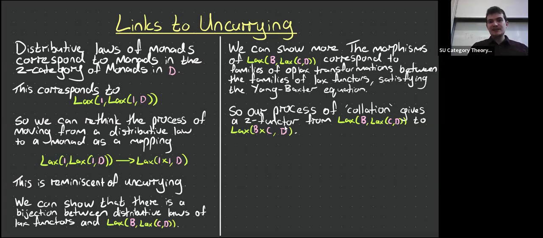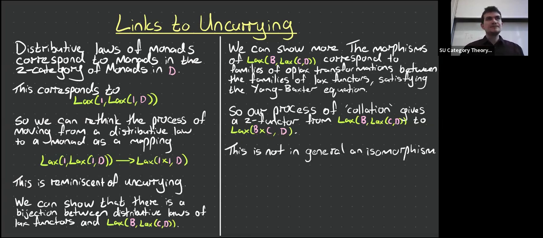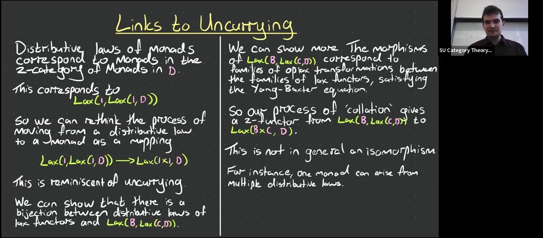And again, I just want to stress that we do not, in general, have a map going back from Lax B cross C to D into this. So this just does not hold for lax functors. You get uncurrying but not currying. Yeah, exactly. So this is not in general an isomorphism, and for instance, one monad can arise from multiple distributive laws, to see why in this lax setting you might not be able to go back in terms of having a bijection.